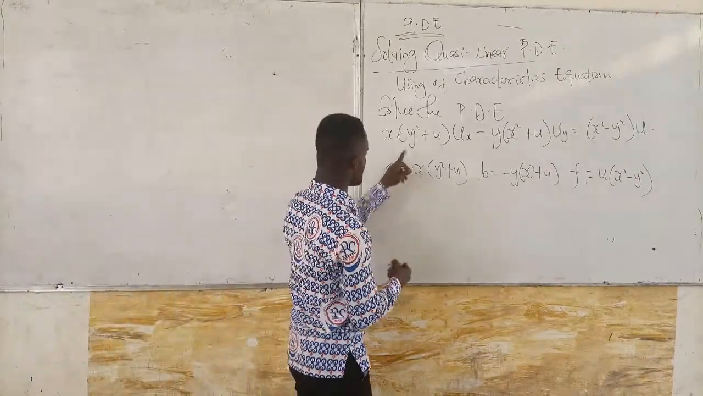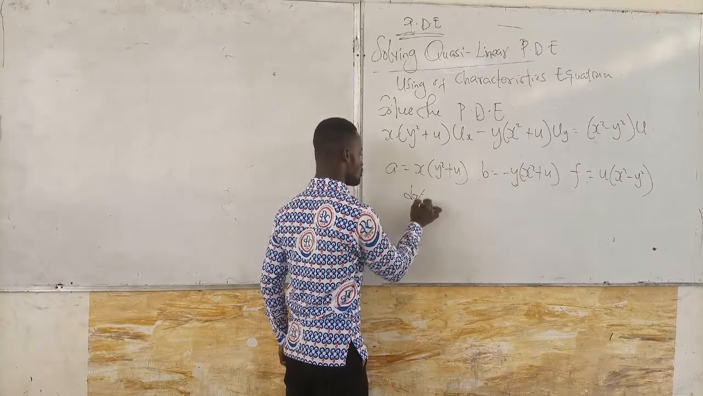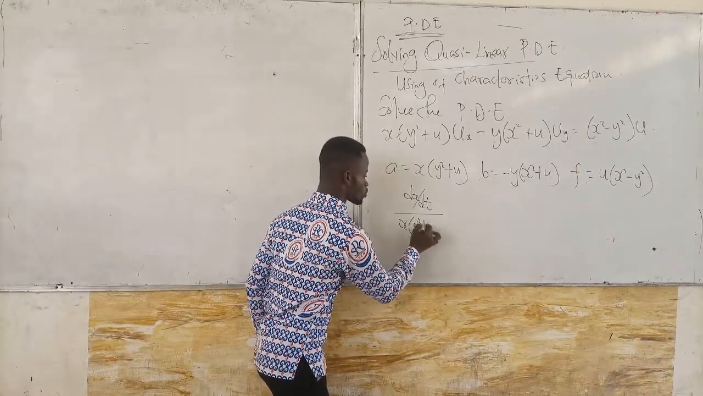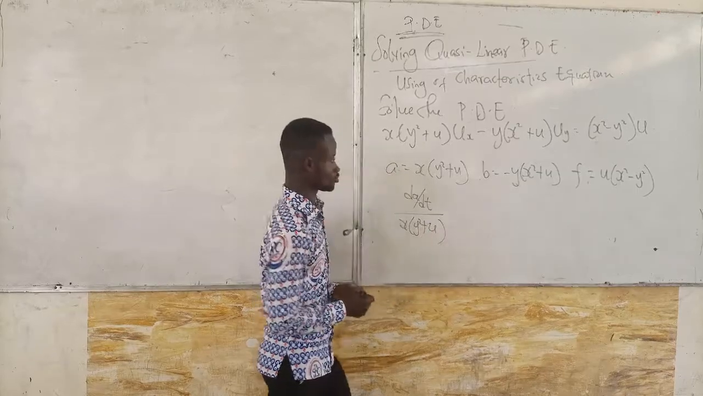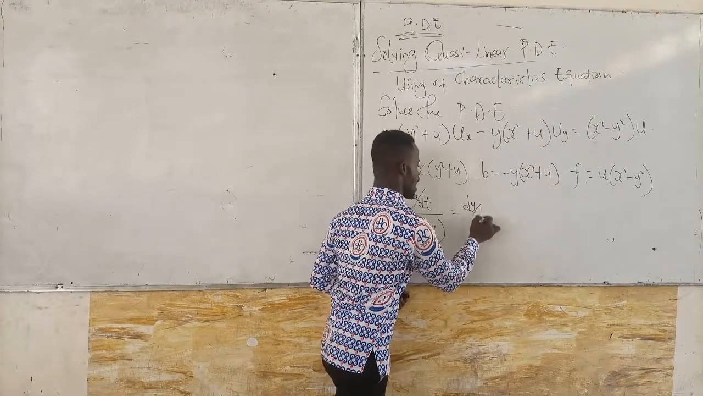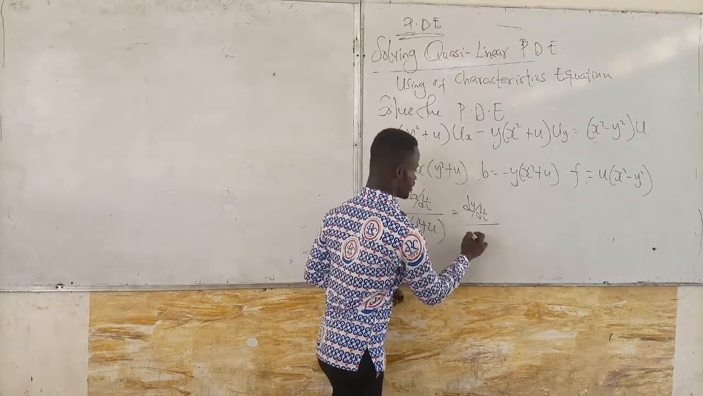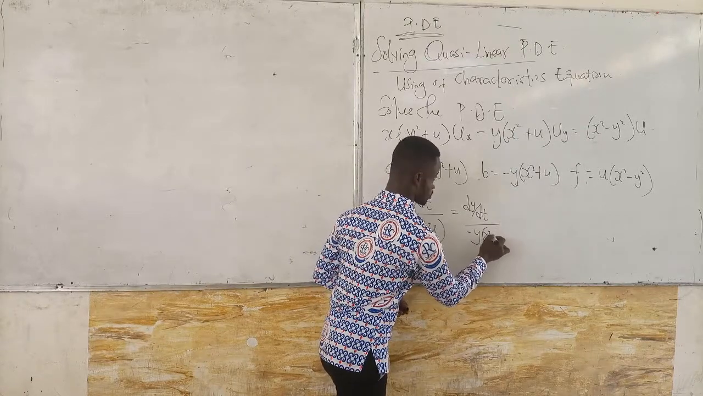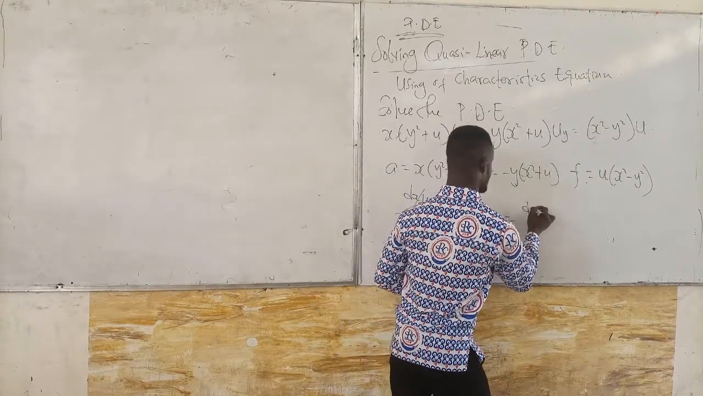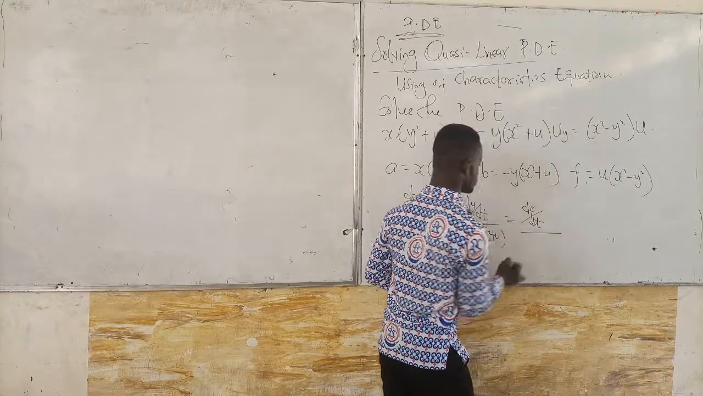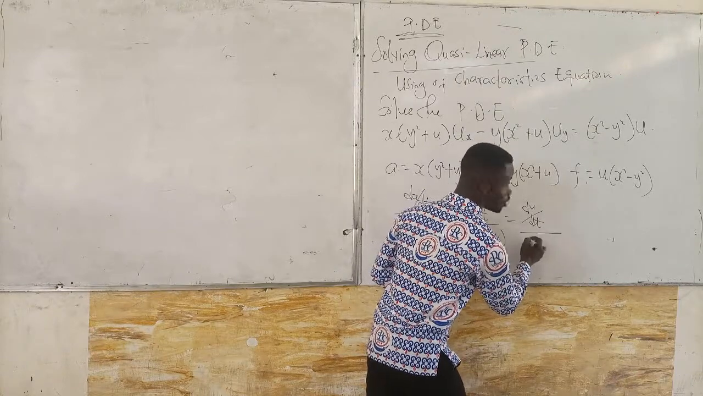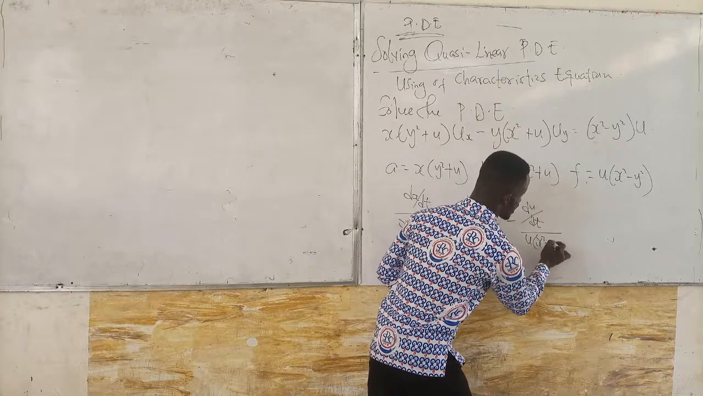Here is going to be dx over dt. It's going to be y squared plus u. The dy over dt is going to be negative y, equal to the f over dt. The du over dt will be equal to u x squared minus 4.